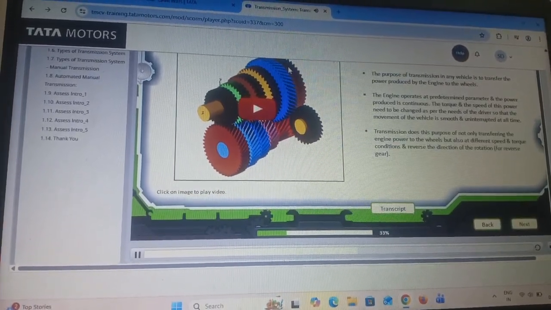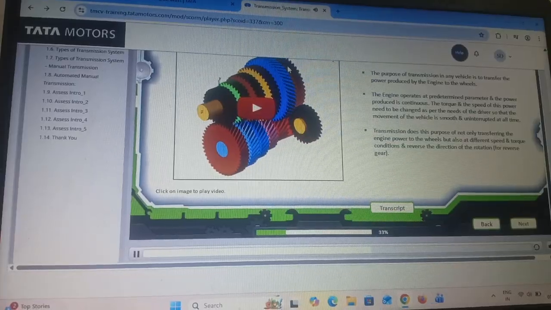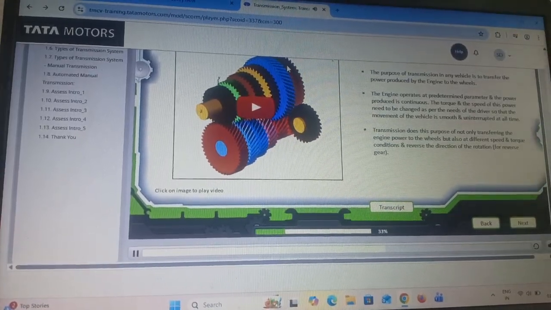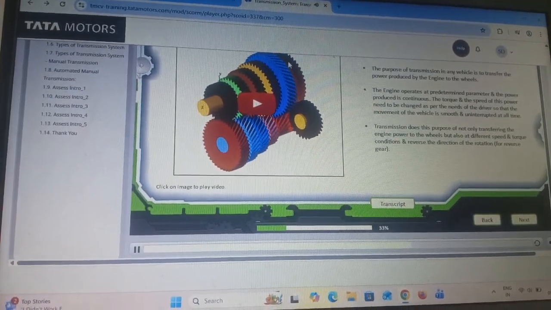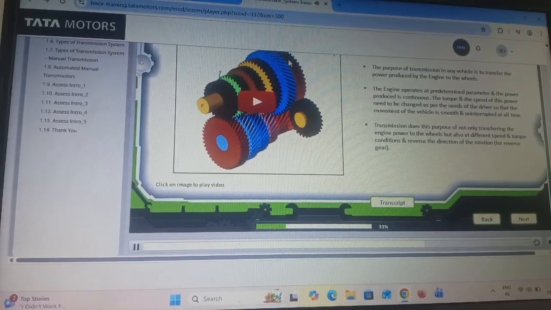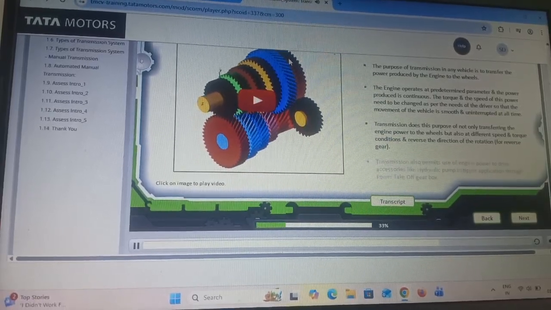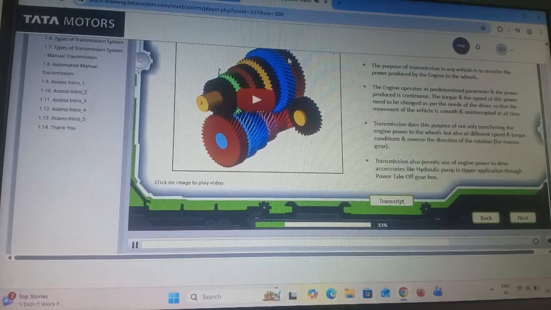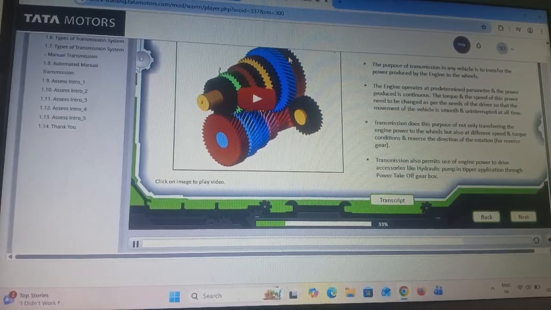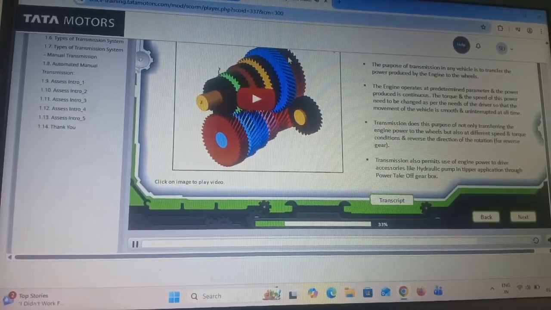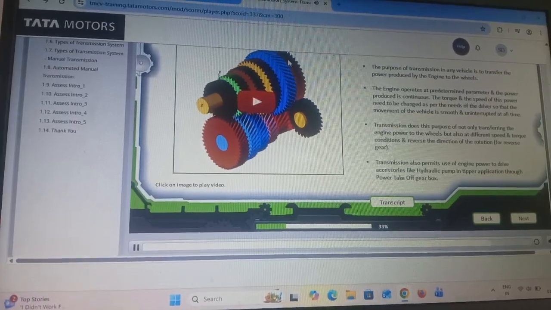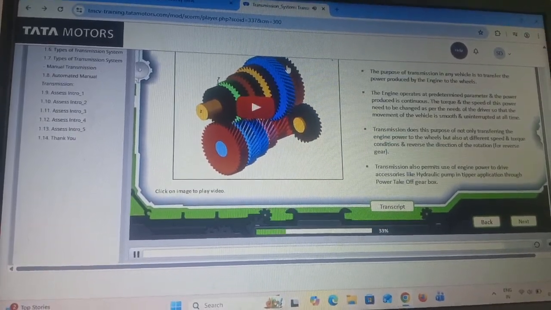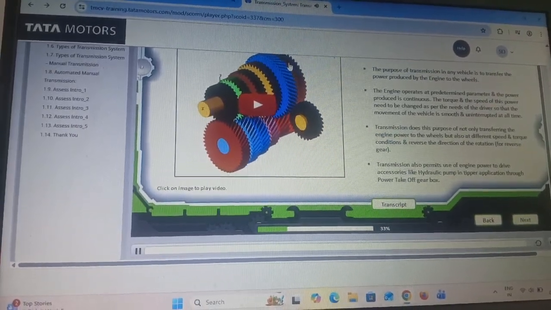Transmission does its purpose of not only transferring the engine power to the wheels, but also changing torque conditions, and reversing the direction of rotation for reverse gear. Transmission also permits use of engine power to drive accessories like a hydraulic pump through a power takeoff gearbox. Click on the image to know more, and then continue.